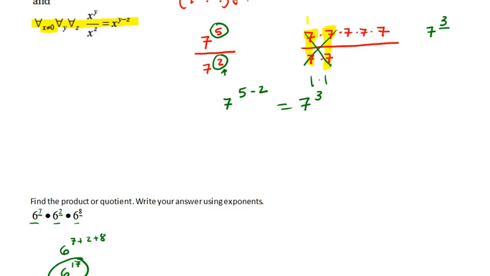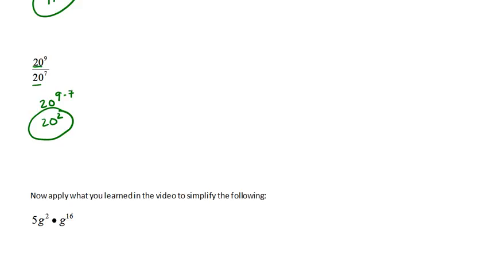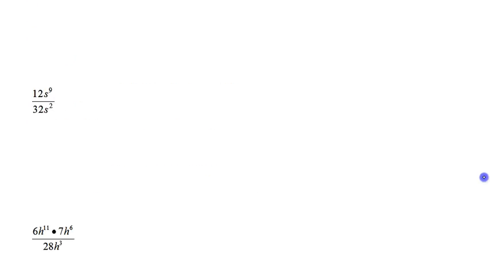This is basically what Law 1, or the first two rules of exponents, are. So why don't you apply this to the next set of problems? This is the end of the video on the first law of exponents.